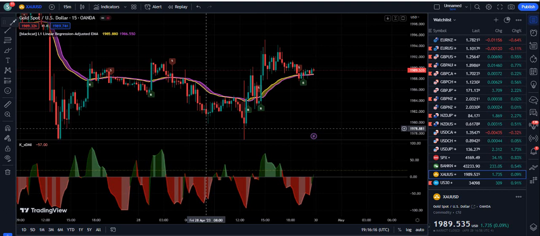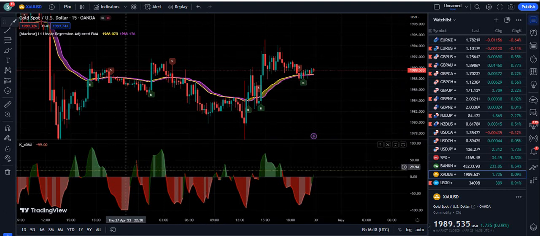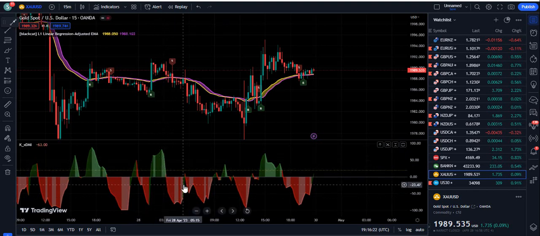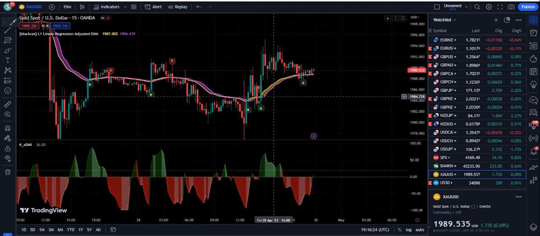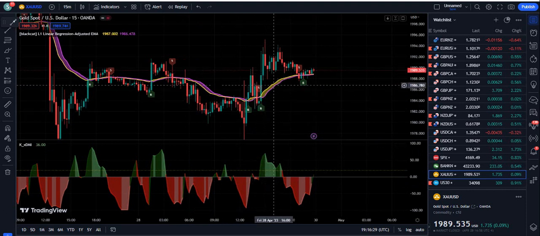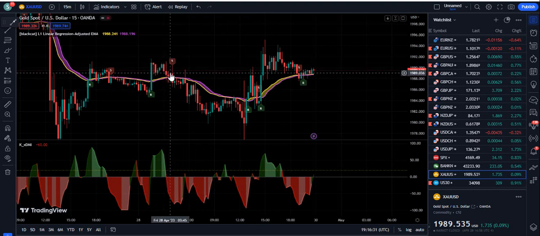Okay, now the 15-minute chart, it's very simple. As you can see, the Red K index is also showing us some green and red signals, bearish and bullish, and we have some short and bull signals. You can see on the screen this moving average is providing us the breakouts.